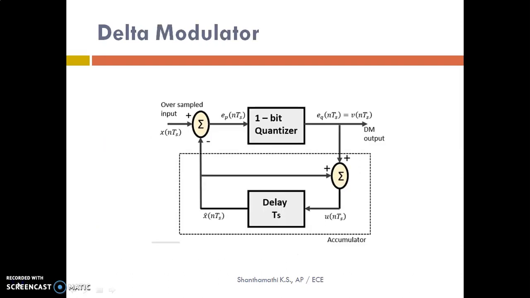Okay, now we'll see the delta modulator. This is the general block diagram of the delta modulator. It comprises a 1 bit quantizer, 2 summers and 1 delay circuit. This is similar to differential pulse code modulation, where a predictor circuit is used. Instead of the predictor circuit, here we are using a delay circuit, and this delay together with the summer we can call an accumulator. We'll see this in detail.